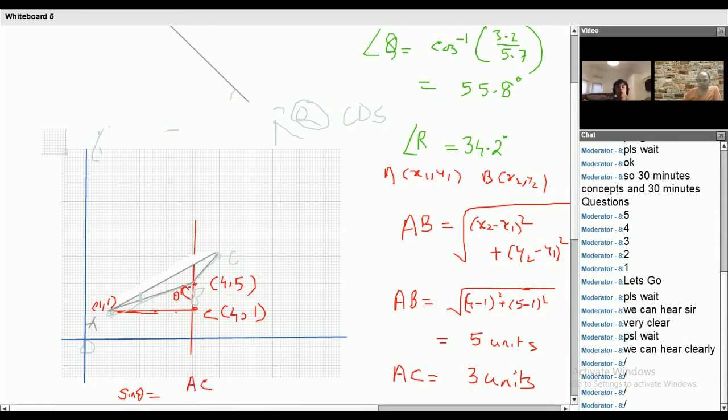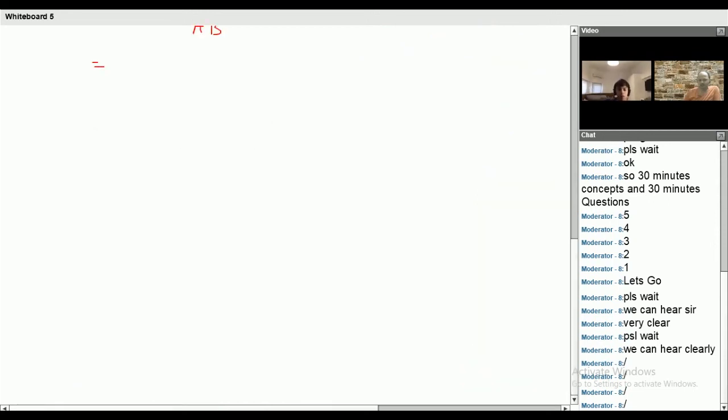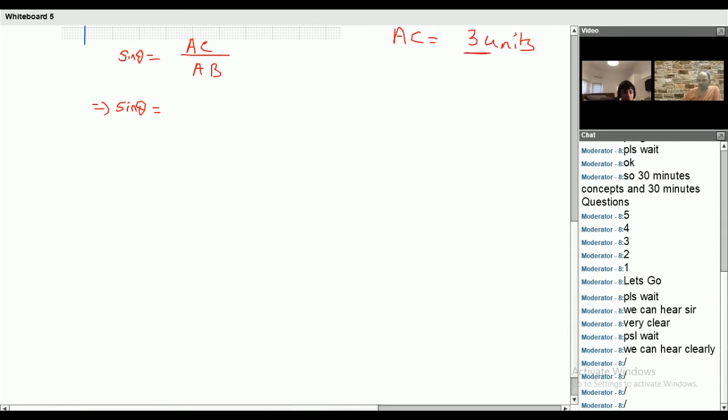AC over AB. You rightly said. Length of AC you have got, 3 units, and AB is 5 units. So theta will be sine inverse 3 upon 5. So let's use the calculator to get this value.